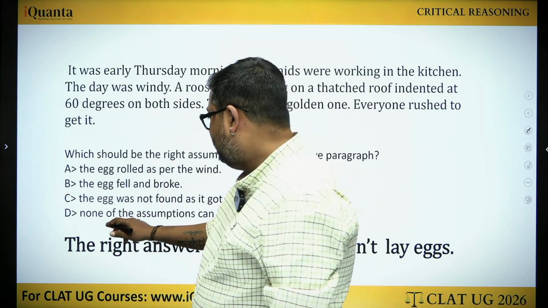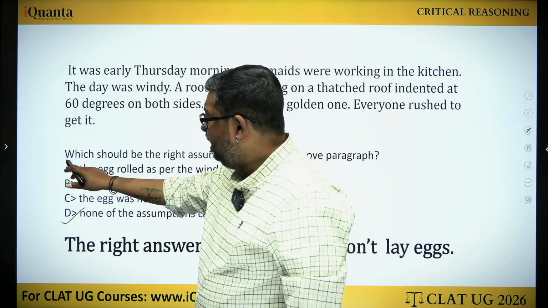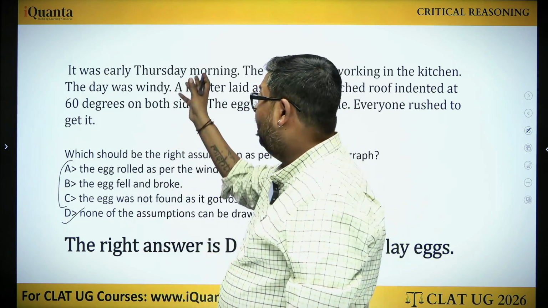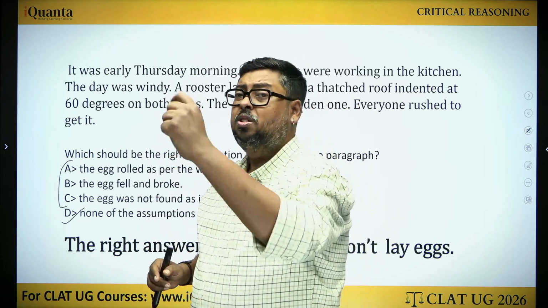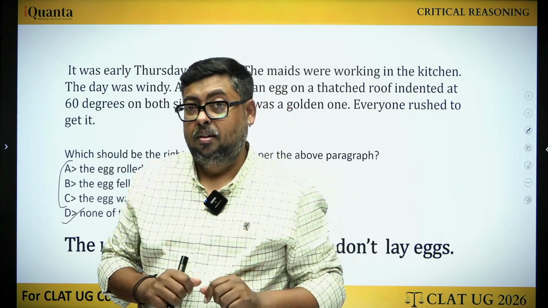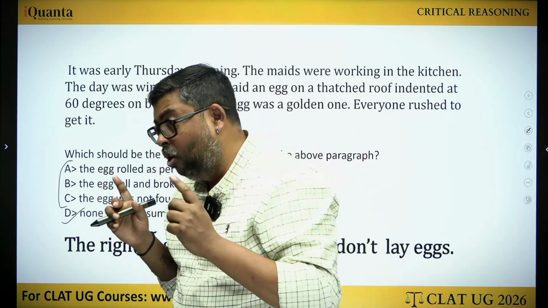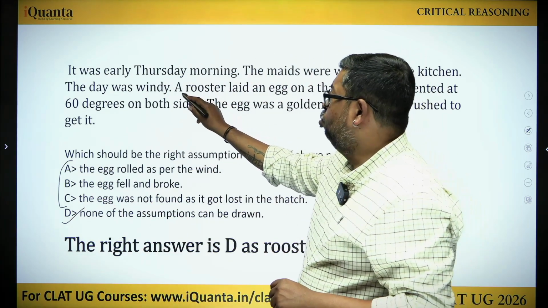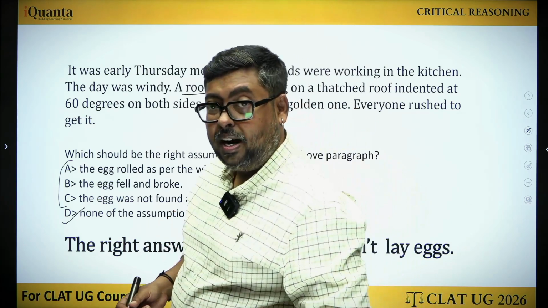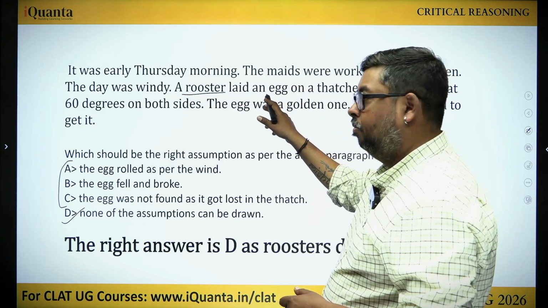Why is it that they say none of the assumptions can be drawn? Because all the above, they have not been given any kind of thought process in the paragraph. It was you who was thinking about it, not the paragraph. It was not making you think about this. Rather, it was asking you to logically read the paragraph, and the logic says that it was a rooster, not a hen, which means it's a male. So if it is male, then how would it lay an egg?